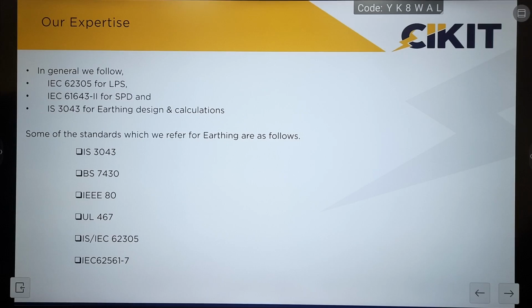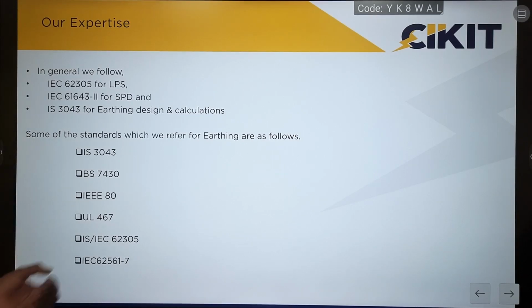Because of the stringent testing methodologies, many people prefer this UL certification. And IEC 62305 explains earthing for lightning protection applications, and IEC 62561 explains the requirements of earthing components. So these are the different standards which we follow for earthing.